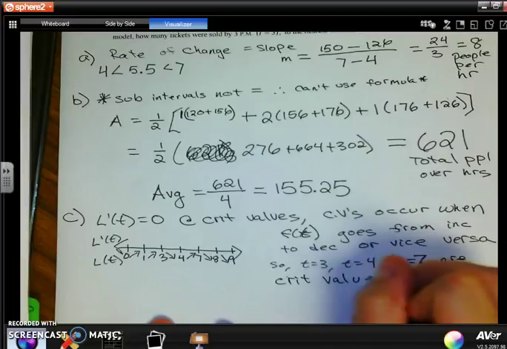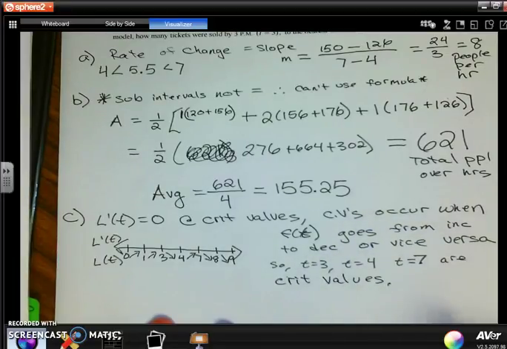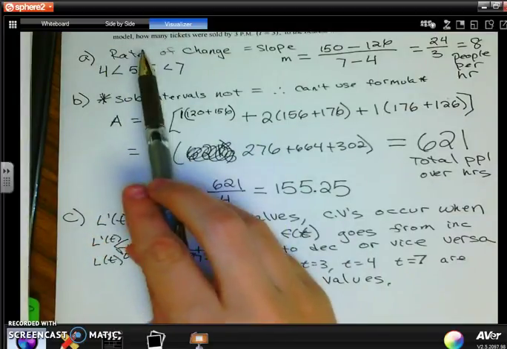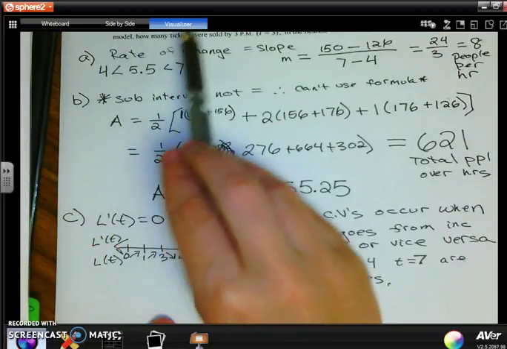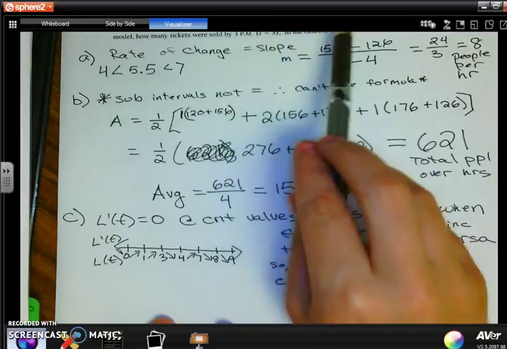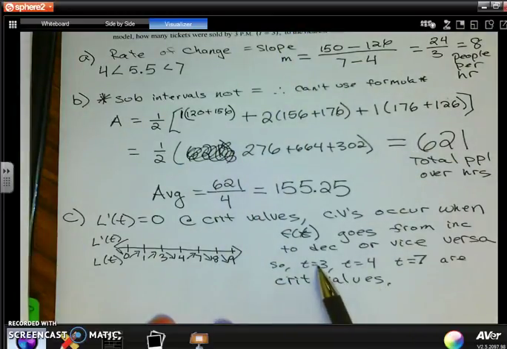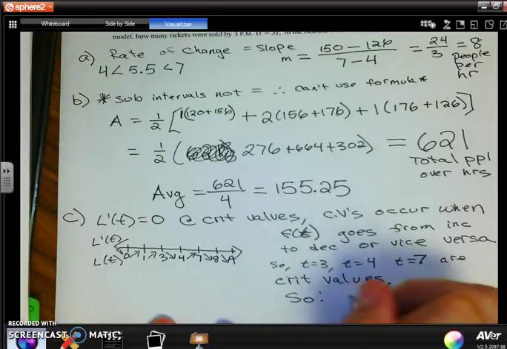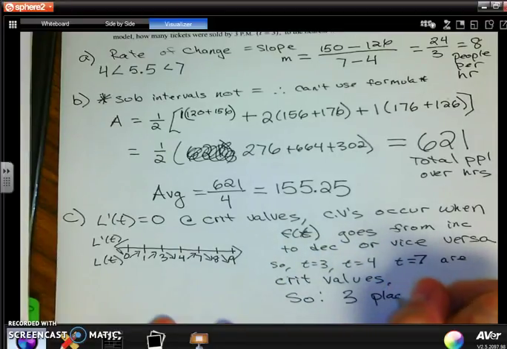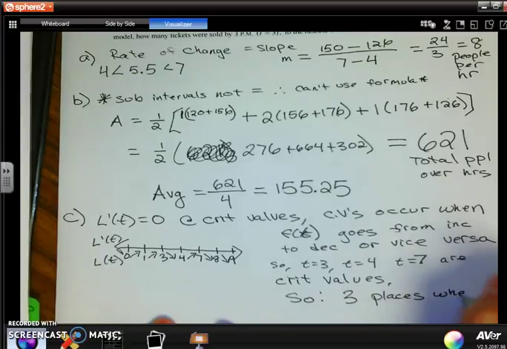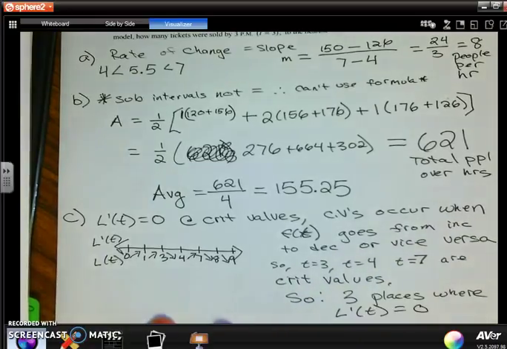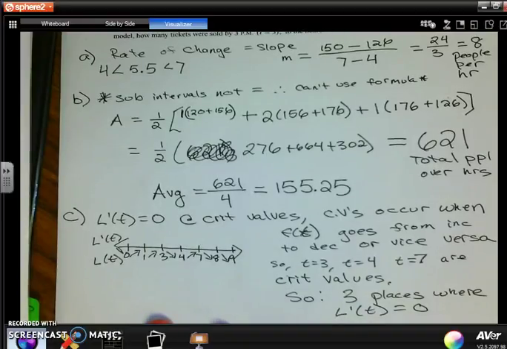Critical values. Okay. And make sure I'm answering the question. Oh, sorry, this is C. What is the fewest number of times where the derivative must equal 0? Well, the fewest number of times, I've got 1, 2, 3 places. So my answer is 3. So 3 places where the derivative equals 0. Okay, and that's my answer for that one.